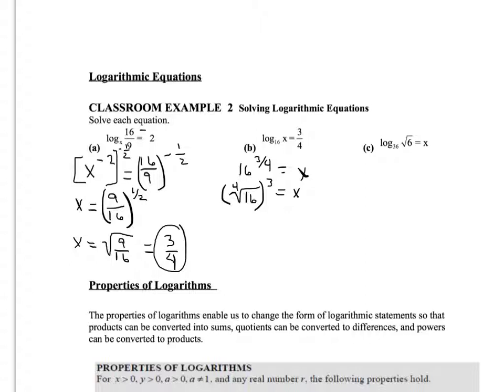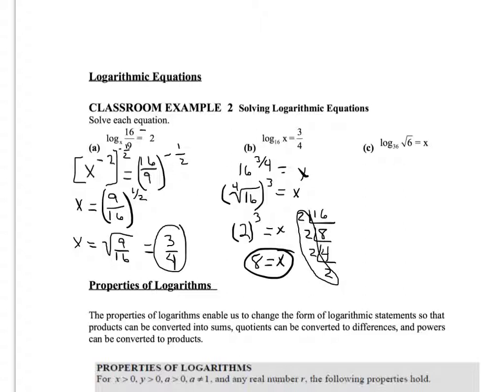Now to clean up the 4th root of 16, if you do not know what number you multiply together 4 times and the answer is 16, that's where you go back to your prime factorization. 2 would go into 16 8 times. 2 goes into 8 4 times, and 2 goes into 4 2 times. Look at that. We have 4 of these 2's being multiplied together. So the 4th root of 16 is 2, raised to the 3rd power. That means x equals 8. 2 down, 1 to go.